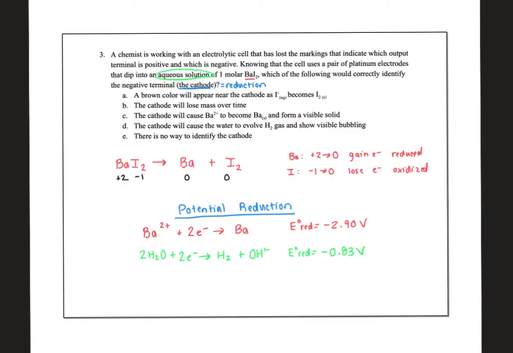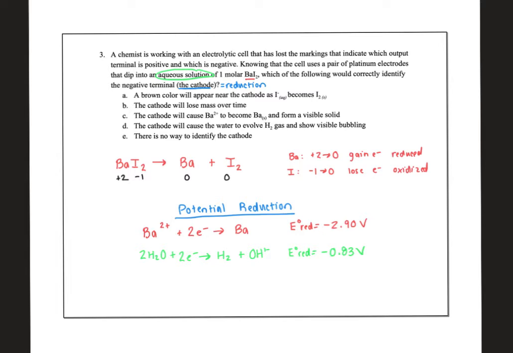All right, we did not like this question. A chemist is working with an electrolytic cell that has lost the markings to indicate which output is positive and which is negative, so they don't know the anode and the cathode. Knowing that the cell uses a pair of platinum electrodes that dip into an aqueous solution of 1 molar BaI2, which of the following would correctly identify the negative terminal, which is the cathode?